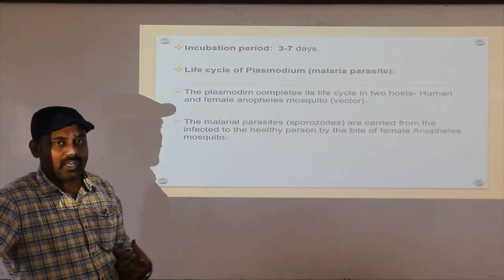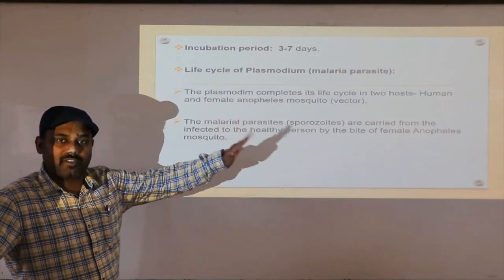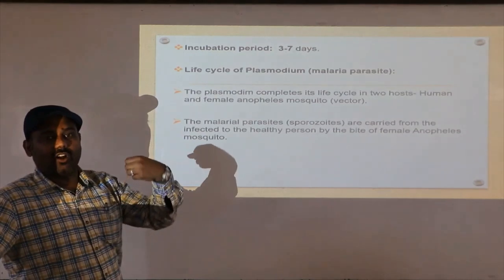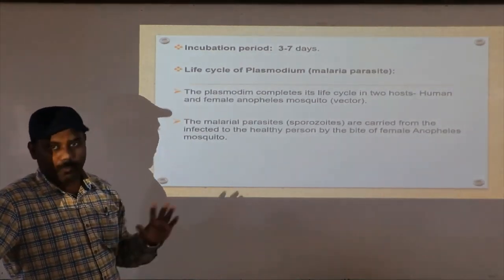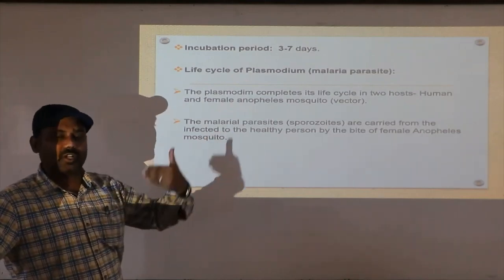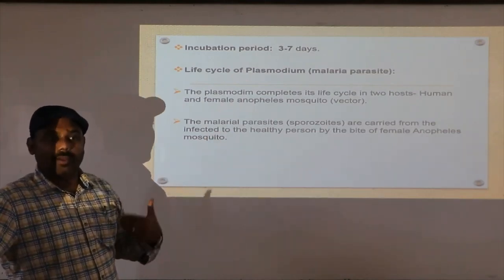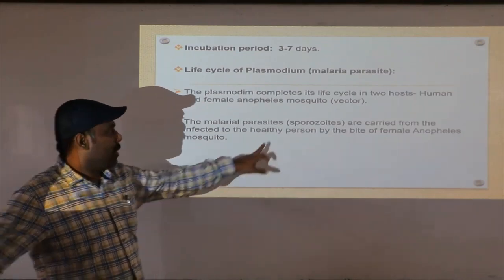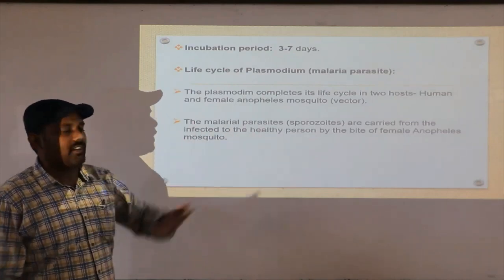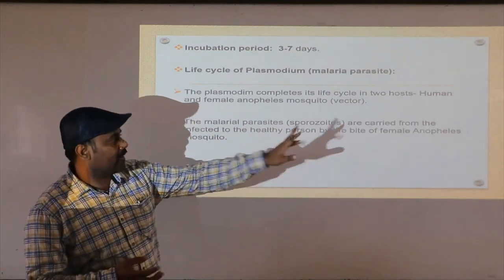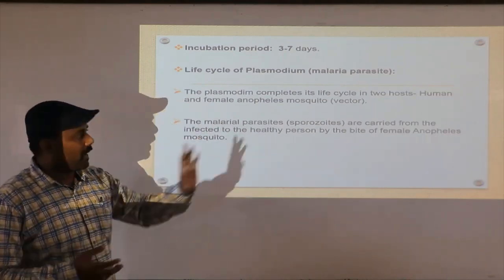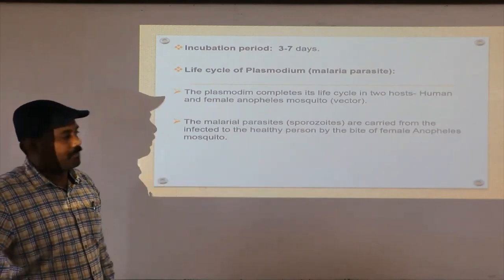Once again I am telling you people, malaria never transmits from person to person by means of droplets, inhalation of droplets or aerosols, or touching of objects. No. It transmits from an infected person to a healthy person only by the bite of a female Anopheles mosquito, so that the malarial parasite or sporozoites are carried from the infected to the healthy person.